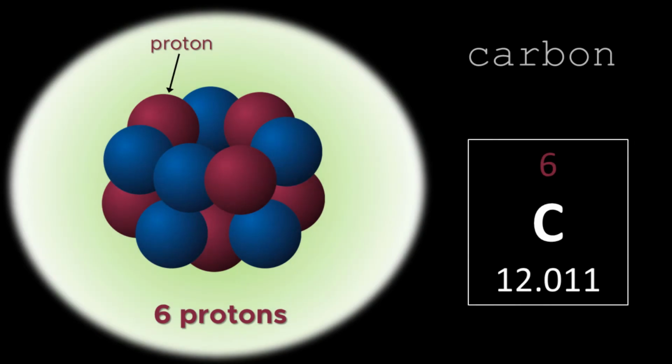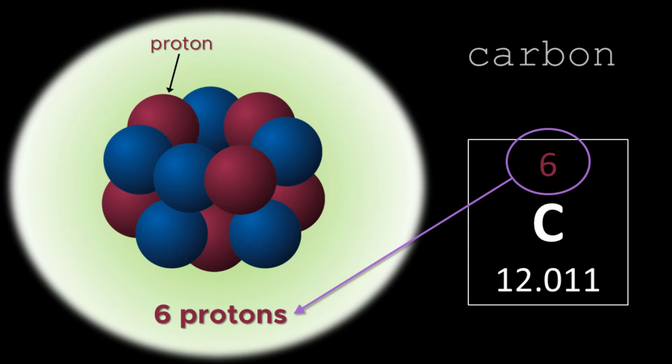Put another way, each atom of an element is defined as having a unique number of protons called the atomic number, Z. The atomic number can be found at the top of an element's block. For carbon, the atomic number is 6, which means that carbon has 6 protons, always. And it's the fact that all carbon atoms have 6 protons that defines the element as carbon.